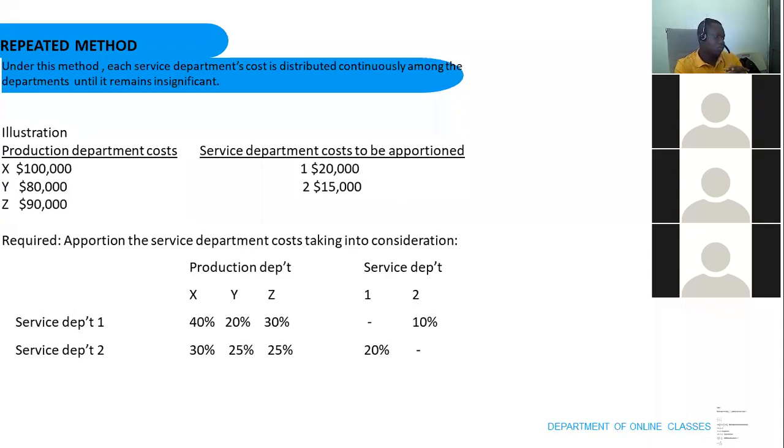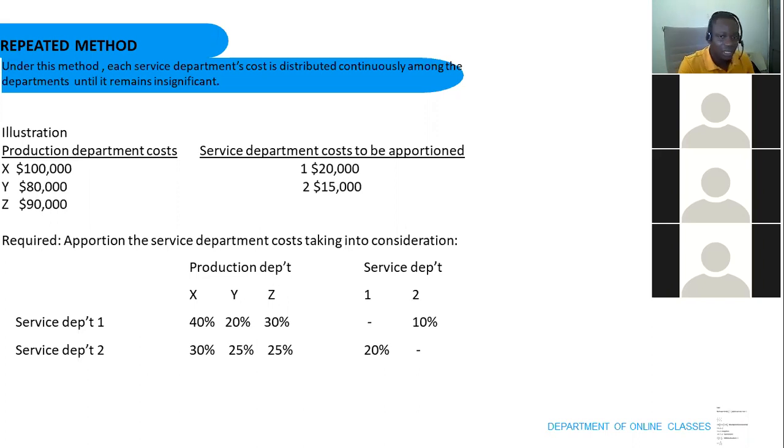Okay, page 174, reciprocal services. I said that there are some methods or means that can be used in calculating for organizations that engage in reciprocal services. We have four methods: the repeated method, the elimination method, the algebraic method, and the matrix method. But your syllabus only permits two of these methods.